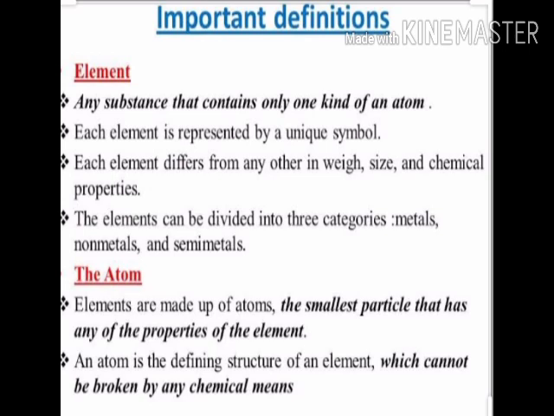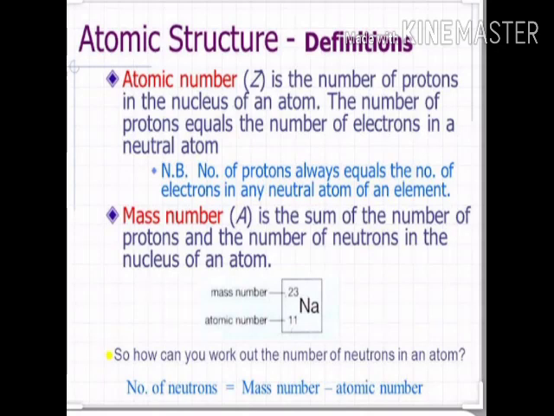Moving on, we are to see the other definitions of atomic mass and atomic number. Atomic number is the number of protons in the nucleus of the atom. The number of protons equals the number of electrons in a neutral atom. It is to be noted over here that number of protons always equals the number of electrons in any neutral atom of the element.